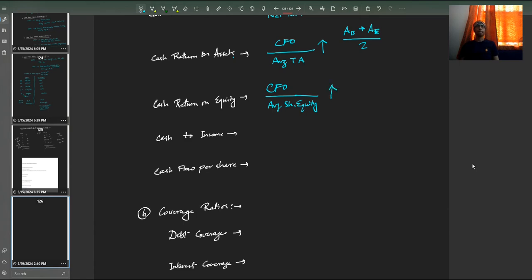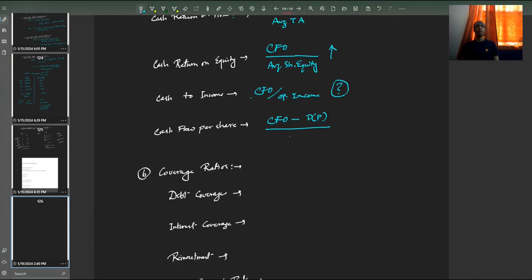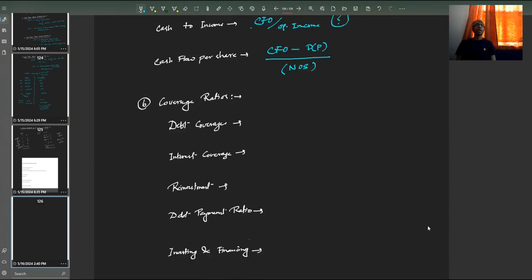Cash to income. This is CFO divided by operating income. You want this number to have some parity and balance. You do not want drastic difference between cash flow from operations and operating income for continuous periods. If there is such a difference, then this means there is a question mark in the performance. Cash flow per share. This is CFO minus preferred dividends divided by number of common shares outstanding.